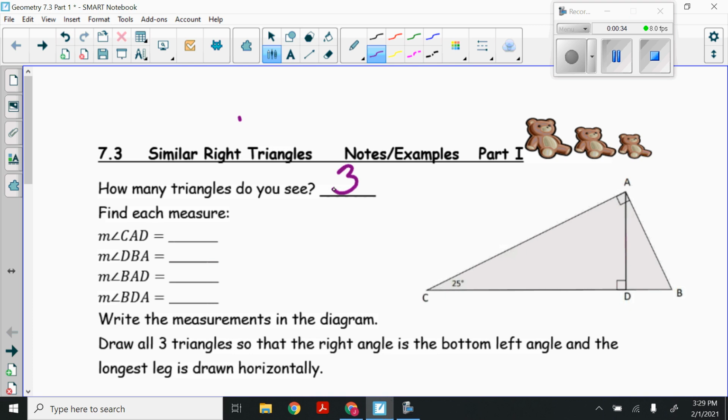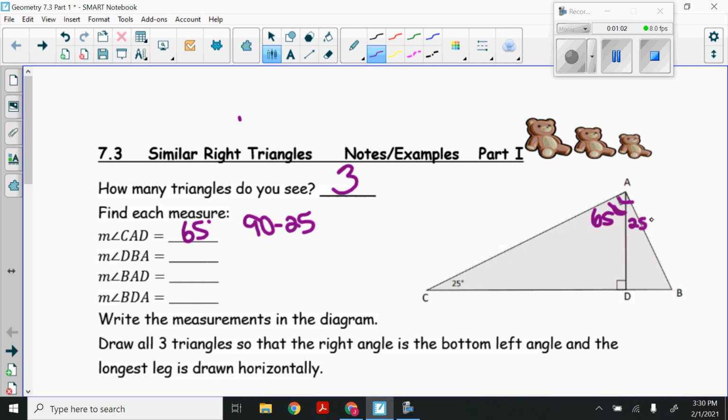Okay, so the measure of angle CAD. So CAD, so I know that this is 90, this is 25, okay? I'm just looking for this little part up here first. So these two together, that one and 25 have to equal 90. So if I just do 90 minus 25, I find that that's 65 degrees. So I know this is 65 degrees. But I know that these two together equal 90, so 90 minus 65, that gets me 25.